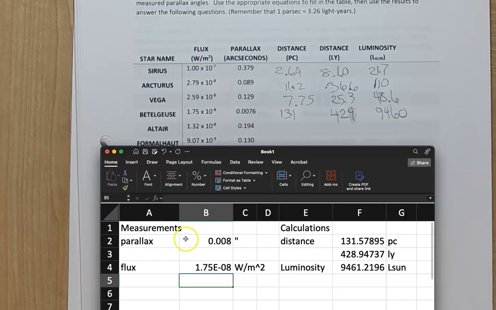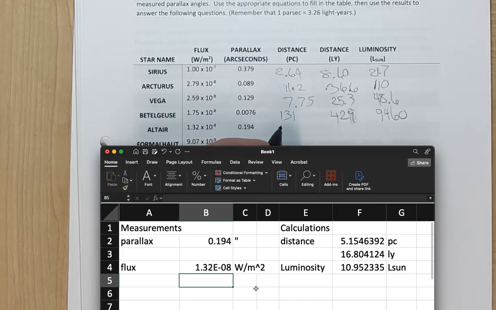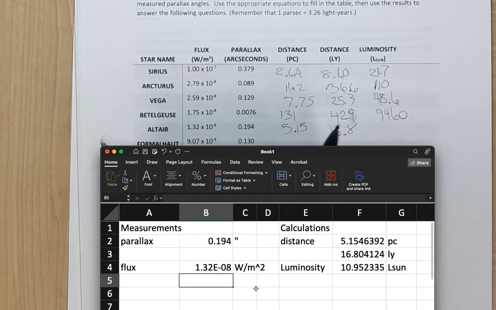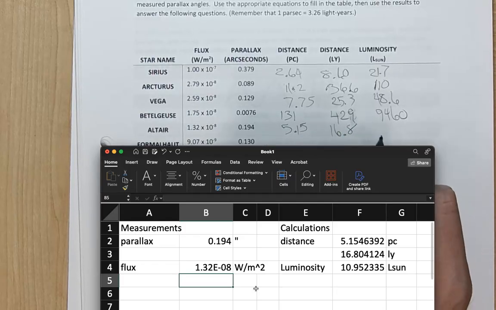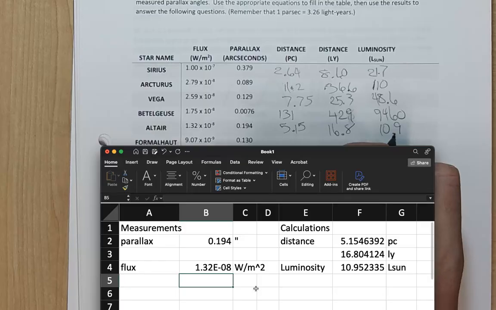Altair, 0.194 arcseconds of parallax, 1.32 e minus 8. Ooh, did that wrong. All right. Okay, well, that one, Altair, is only 5 parsecs away, or 16 light years, so that's a lot closer to us. And that's only 10 times brighter, 11 times brighter than the sun.